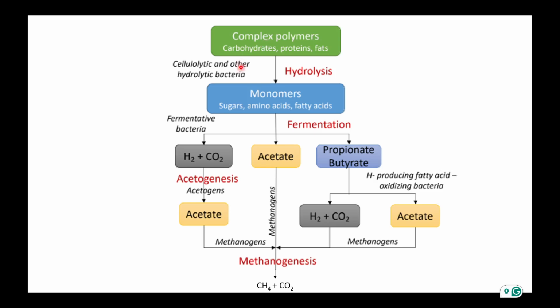So carbohydrates are basically polymers of sugar. Then proteins are polymers of amino acids. Then fats are polymers of fatty acids. So the first step of degradation of any of these complex biomacromolecules or complex polymers is the hydrolysis of these polymers into monomers. So carbohydrates will be broken down into sugars, proteins will be broken down into amino acids, and fats will be broken down into individual fatty acids.